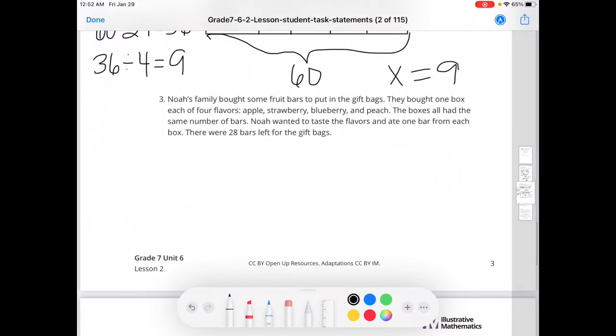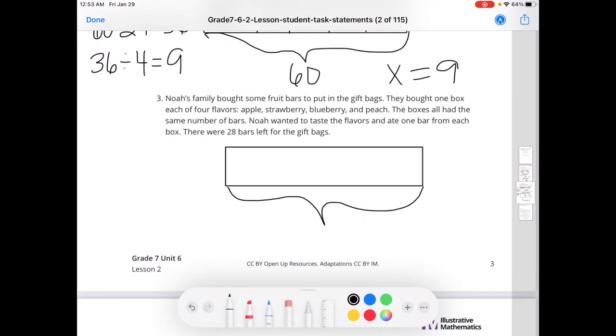Number 3, Noah's family bought some fruit bars to put in the gift bags. They bought 1 box each of 4 flavors. The boxes all had the same number of bars, but Noah wanted to taste the flavors and ate 1 bar from each box. There were 28 bars left for the gift bags. So we know that after Noah eats the bars, we are left with 28. And there are 4 flavors each.